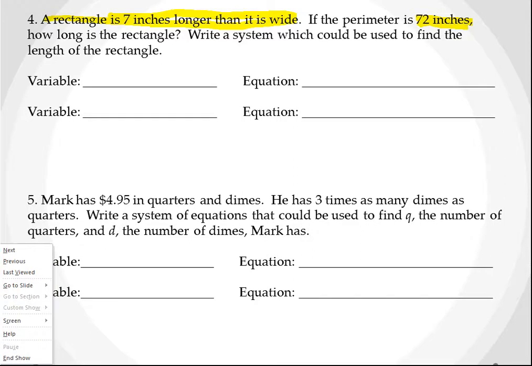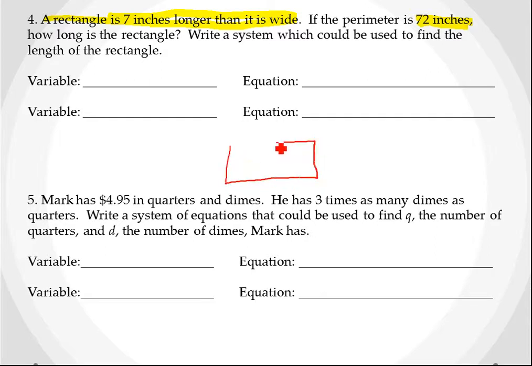All right, I always recommend, no, we're not ending the show yet. I always recommend that if you have something with shapes, draw the picture. So I'm going to say this is the width and this is the length. So our variable W will equal the width and L will equal the length. And that seems to be pretty easy for most people to understand.